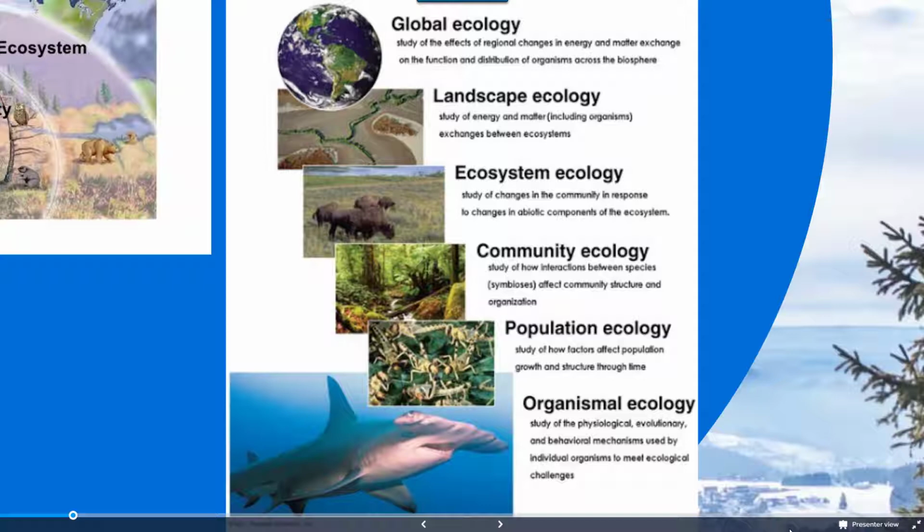We phrase these types of ecology as based on what level of organization the ecologist is studying. So if an ecologist is exploring the individual organism, we call that organismal ecology. Population ecology looks at populations, community ecology, as you can guess, looks at communities, and so on and so forth until we get to landscape ecology, which is the larger scale of all of these ecological levels of study, and is going to be looking at the study of energy and matter in organisms and exchange between ecosystems.